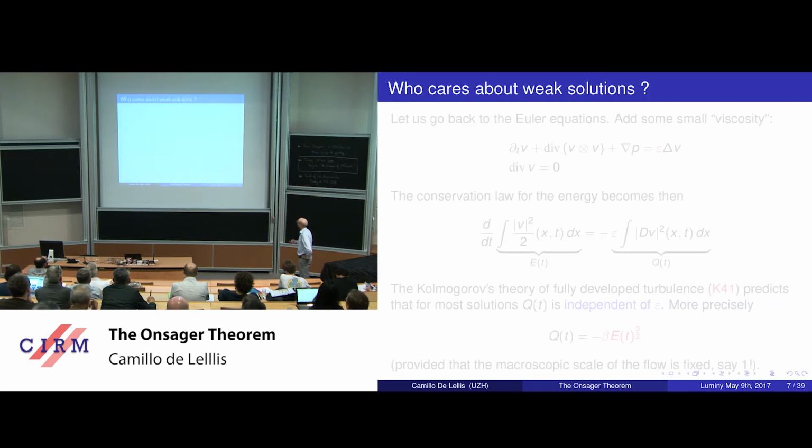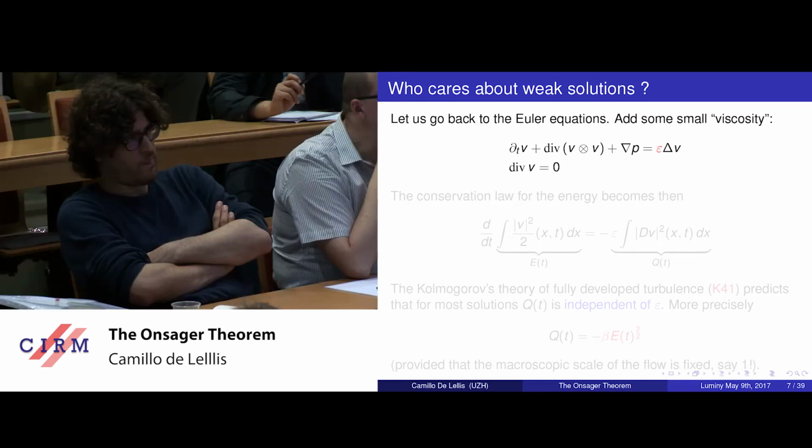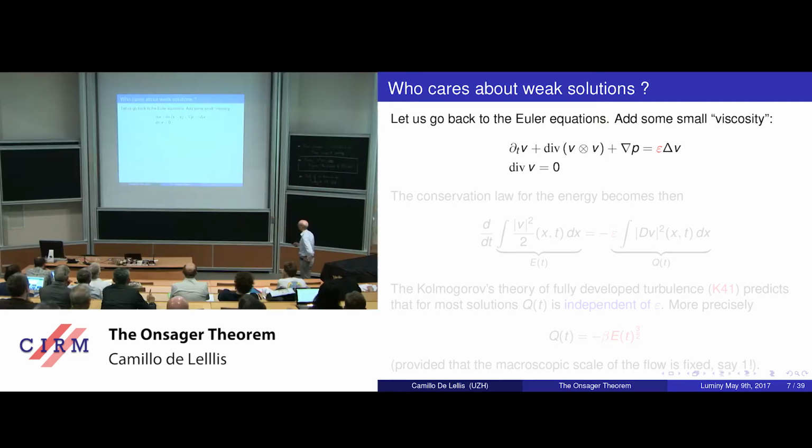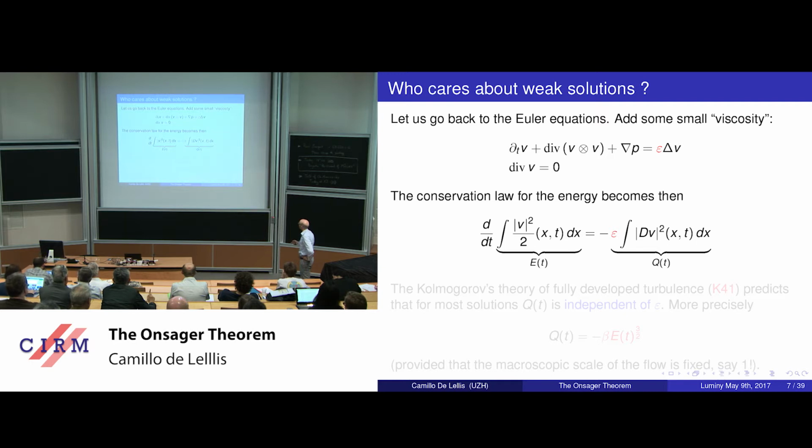So now why should we care actually about weak solutions? Let us go back to the Euler equations and let us add some small viscosity. So let us turn them into Navier-Stokes, but with a small viscous constant epsilon, which is of course assumed to be positive. Now, let us rewrite the balance equation for the energy. Of course, once I scalar multiply this term, I get, again, the total derivative of the kinetic energy, and this time the typo is important. So here, I have to divide by 2, because this time the right-hand side is non-zero.